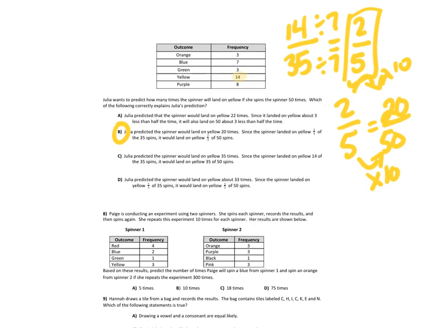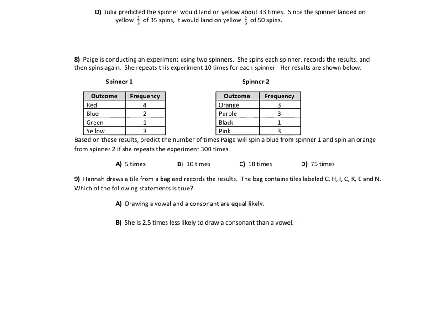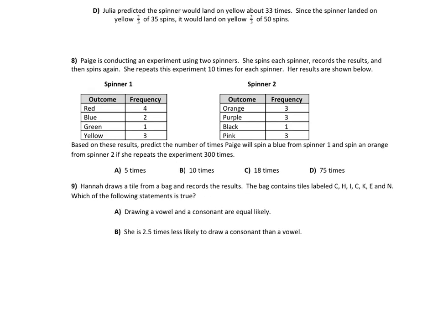Is number 8 the right one? Yeah. Okay. Paige is conducting an experiment using 2 spinners. She spins each spinner, records the results, and then spins again. She repeats this experiment 10 times for each spinner. Her results are shown below. Based on the results, predict the number of times Paige will spin a blue spinner from spinner 1 and an orange spinner from spinner 2.